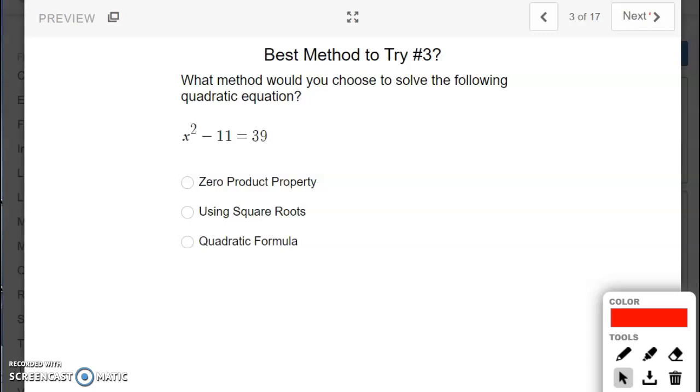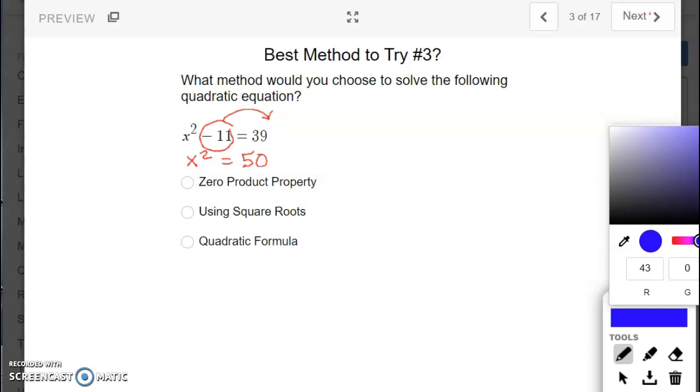That means I can bring this negative 11 to the other side by adding 11 to both sides, and that would leave me with x squared equal to 50. 11 plus 39 is 50, and then I can take the square root of both sides. Remember, I do need to put my plus and minus sign when I do that.